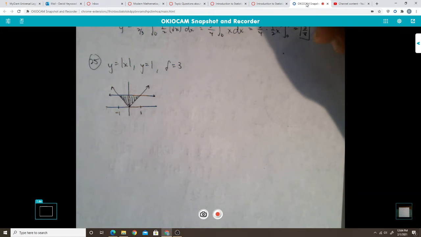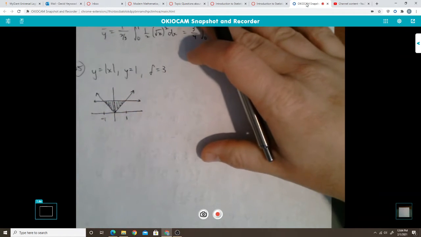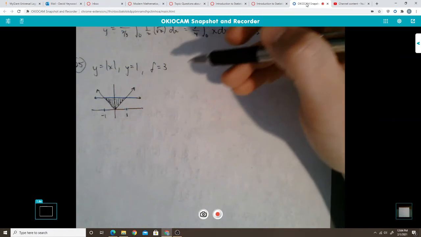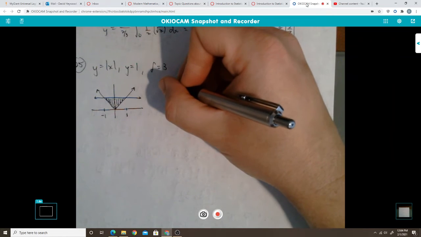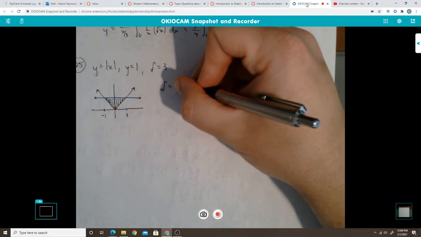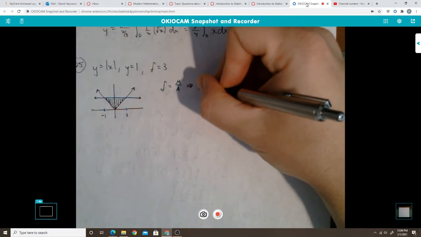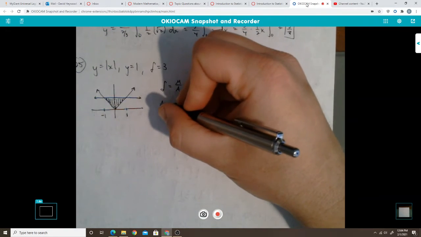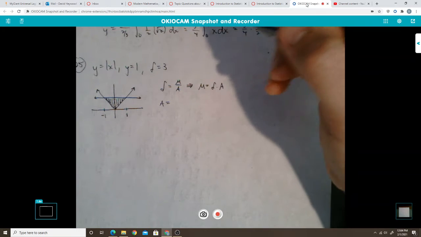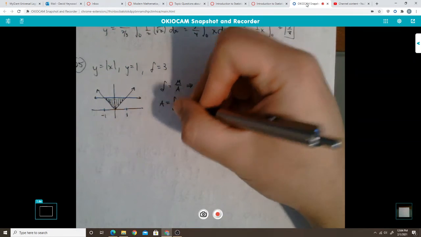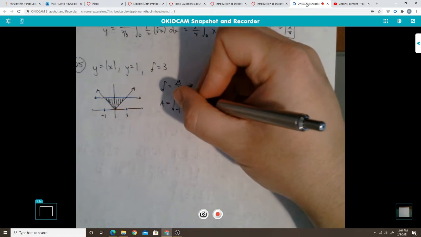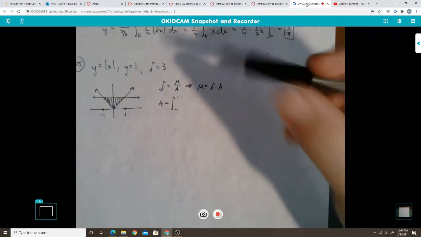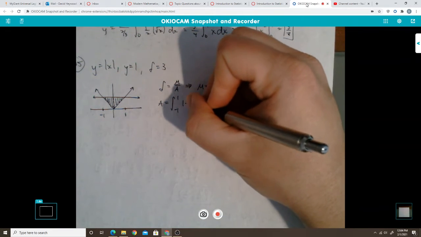Okay. So just like in 23, and I realize you might be viewing these out of sequence, maybe you didn't watch the video for number 23, if we want to find the mass, then we have to remember that density is mass over area, which implies that mass is density times area. So the very first thing we need to do is find the area of that lamina, or region. So the area in this case is going to be the integral from -1 to 1 of 1 minus absolute value of x.